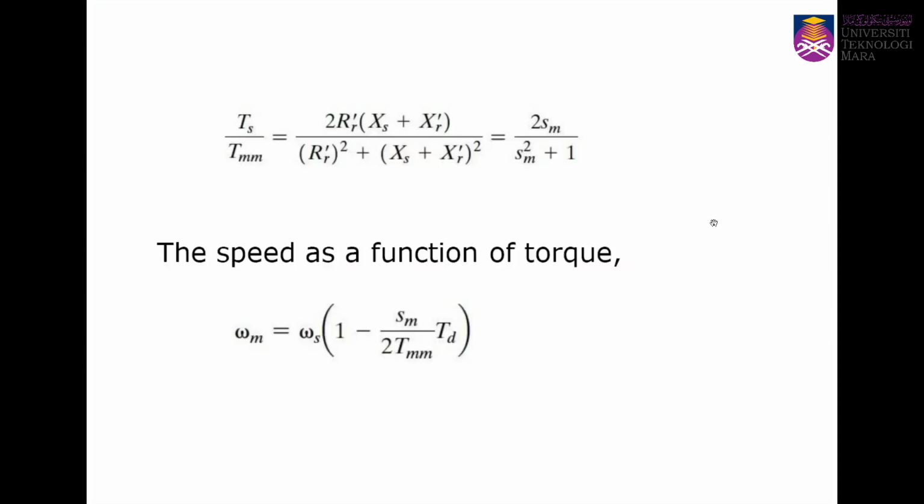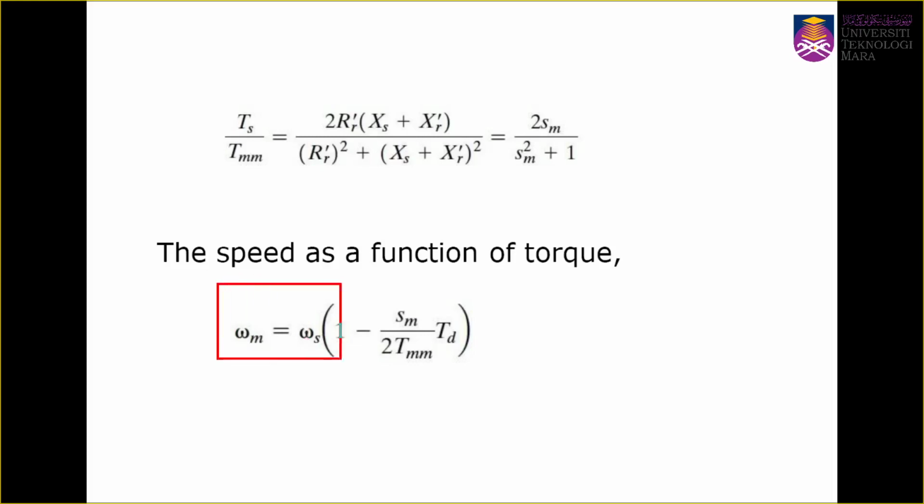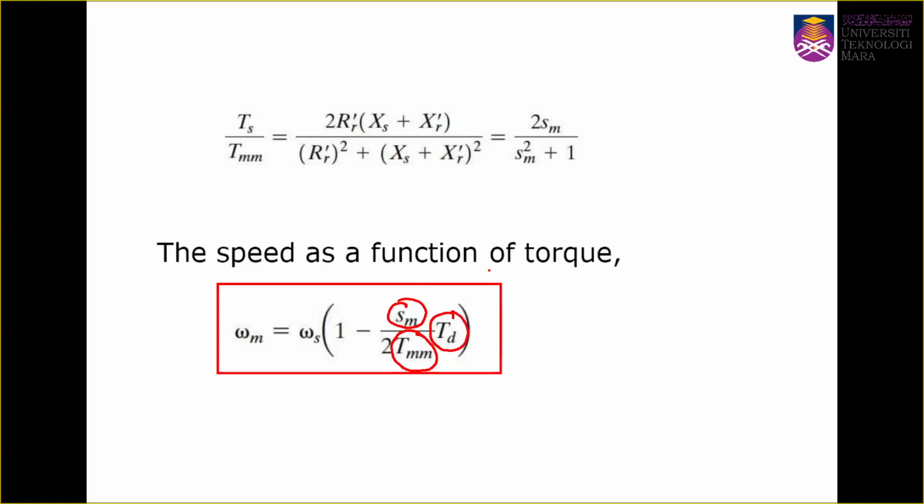Right. Next. And if you compare with the starting torque, the ratio of the starting torque to TM is given by the equation. The speed as a function of torque, and if you manipulate the equation, finally you find out that this omega M can be defined by omega S times (1 minus the maximum torque). So the slip at the maximum torque relates with the T maximum and also the developed torque. So you can relate all of the parameters here to find omega M. And this is actually for the control requirements. So we need to look at how we can control the omega M. What is the factor that affects the omega M? If you look here, it depends on the slip at maximum torque, the maximum torque, and the developed torque. Okay. Next.